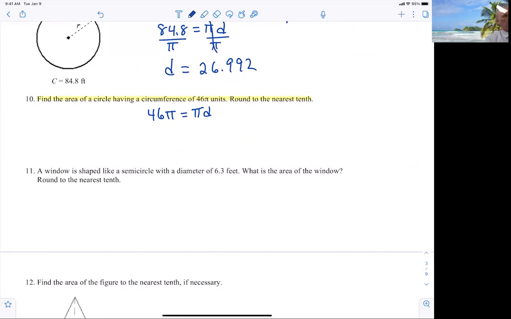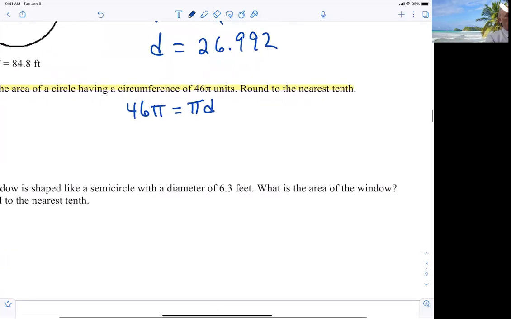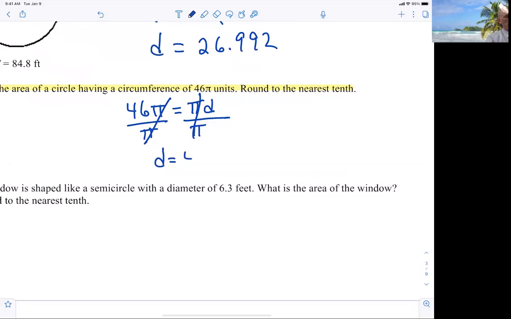Now, how do I solve? Are you going to have to do what you did last time? Divide. Divide by what? Pi. Yes, divide by pi. Now notice what happens to the pi's. They get crossed out. So the diameter is just 46. The pi's canceled. Pi divided by pi canceled.